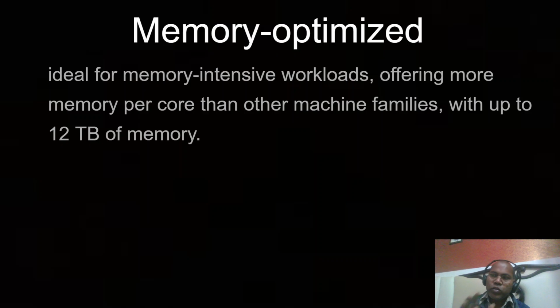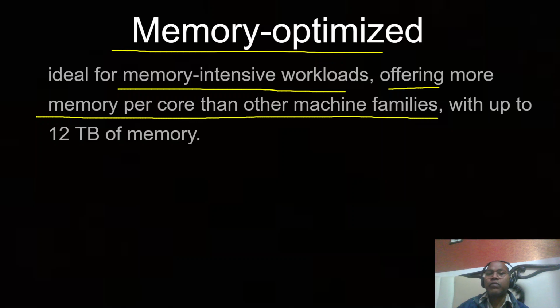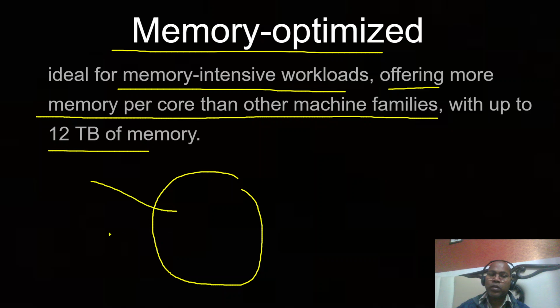There are two kinds. One is storage optimized, where you want to store a large amount of data. But sometimes you do not want to store on disk, because your applications need very quick response. In those scenarios you have to think about the memory optimized machine. This is for memory intensive workloads, offering more memory per core than other machine families, maybe terabytes of memory. Good examples are caching applications, CDN applications, and DNS applications.